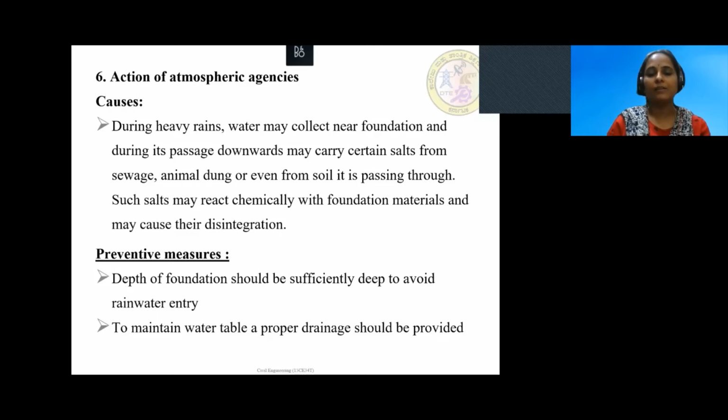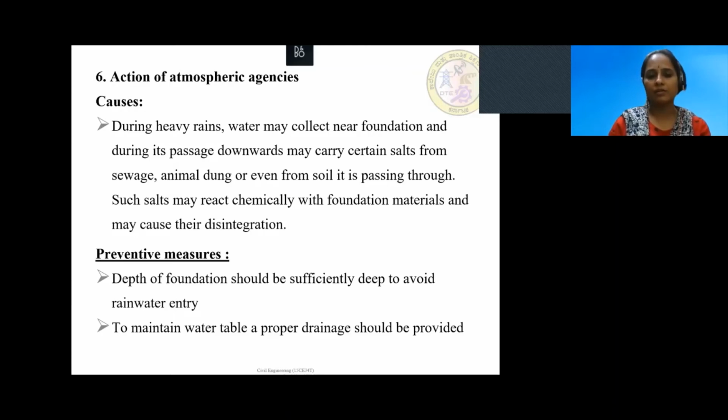So while it carries the water, it will carry salt, sewage, animal dung, all other waste, plant waste, everything will be carried, and it has some salts also in it. So what happens when all these things come in contact with the foundation concrete? It will start reacting chemically, right? Because of that, the foundation material may go into disintegration, means it will lose its strength. So because of that, there will be foundation failure.